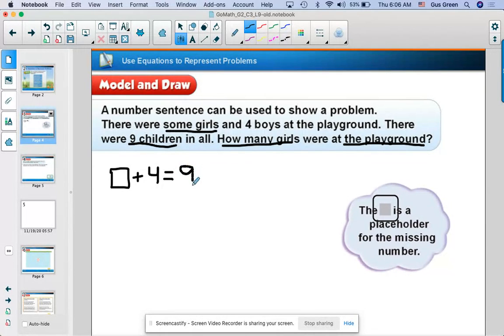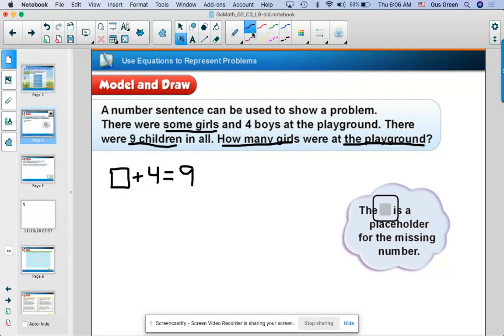So the problem would be blank plus 4 equals 9. And you have to think what plus 4 would be 9. And there's several strategies. Some of you might know that in a snap just because you know your facts so well. Other people may have to count up from 4 to 9 or count back 4 stops to find out this number. Start with 9, count back 4.